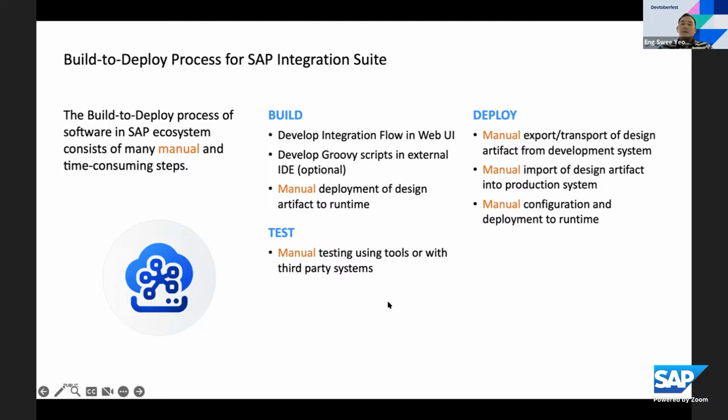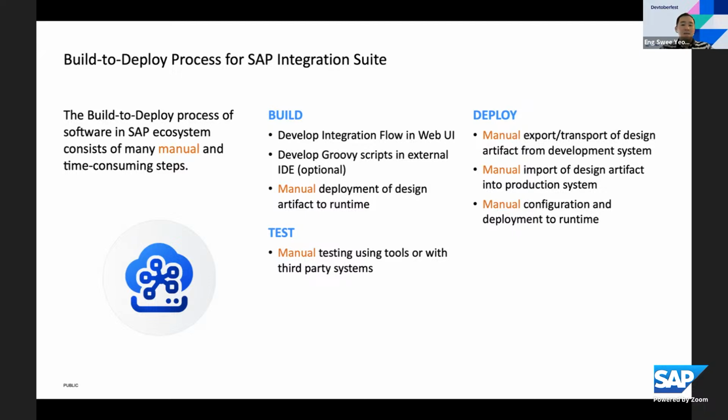The deploy step. Once you finish testing, then you're ready to deploy. From your development system, you need to move it to the production system, or maybe the QA system or an intermediate QA system. You need to do a manual export or manual transport of the design time artifact, and then you need to manually import it into the target system. Let's, for example, take the production system.